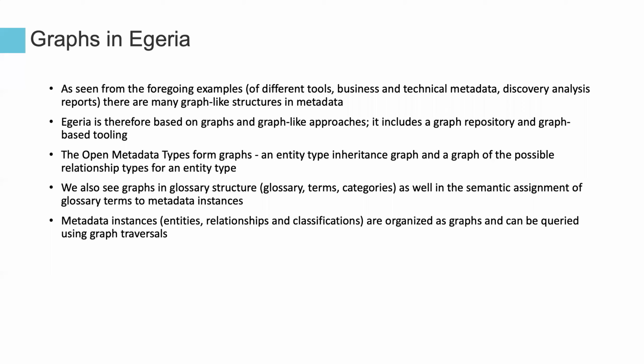And also metadata instances. We'll see in more detail that we create instances of metadata to describe things like assets, databases, tables, columns, etc. So they become entity instances, and they are related by different types of relationship, and they're classified in the way that we saw earlier. And these very obviously form graphs as well. So let's look at a few examples.